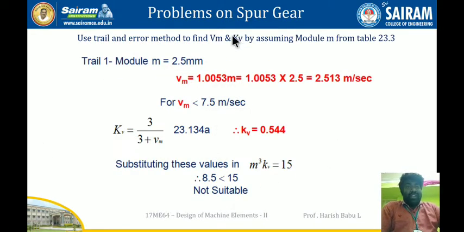For finding kV, I'm going to assume a trial and error method. So I'm going to assume the module. This module you have to take from table number 23.3, where the standard modules are given for a particular case. In that table, some values are inside the bracket and some are outside the bracket. The ones outside the bracket are the standard ones that you have to select. So I select the first module as 2.5 mm.